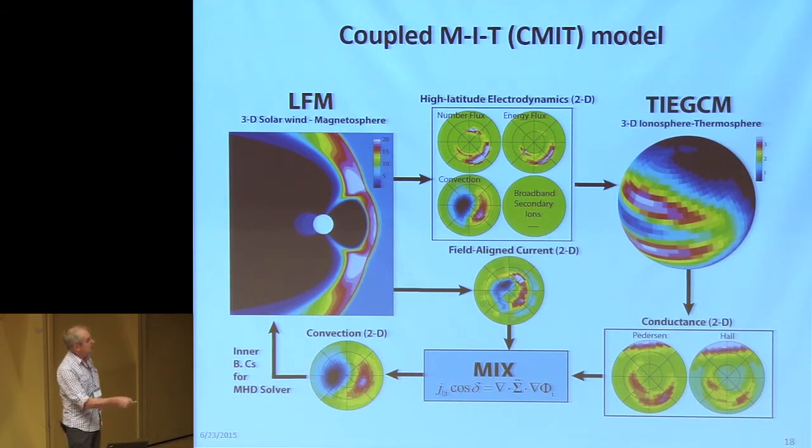It requires also inputs from LFM in the field-aligned current, and then from here the convection is calculated, which serves as a boundary condition, and this loop goes around. So this is the basic workings of CMIT.